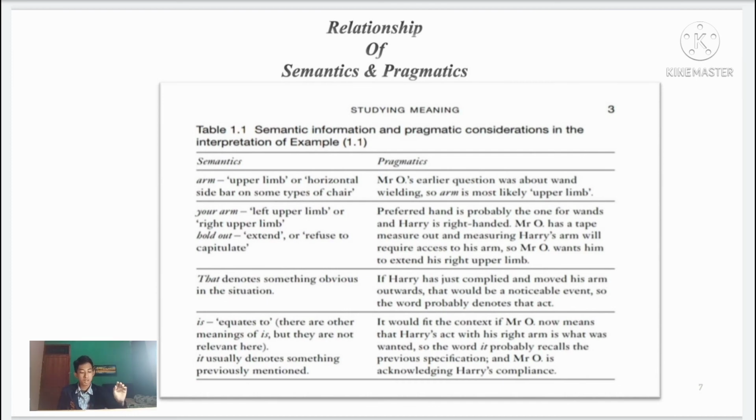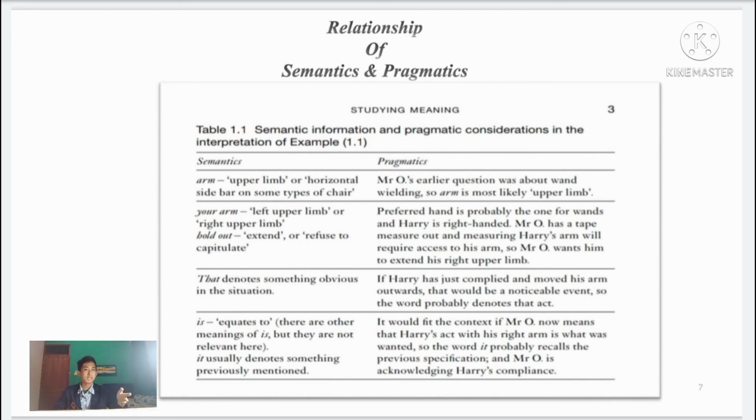Mr. Ollivander now means that Harry's act with his right arm is what was wanted, so the word "it" probably recalls the previous specification, and Mr. Ollivander is acknowledging Harry's compliance. Jadi maksudnya di sini, "it" di sini adalah Harry itu sudah accomplish untuk melakukan apa yang si Mr. Ollivander itu inginkan dia lakukan.